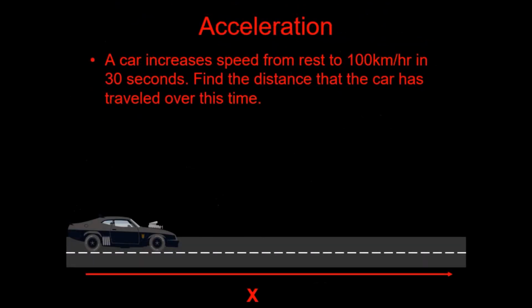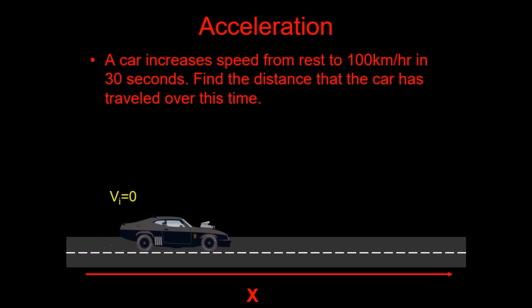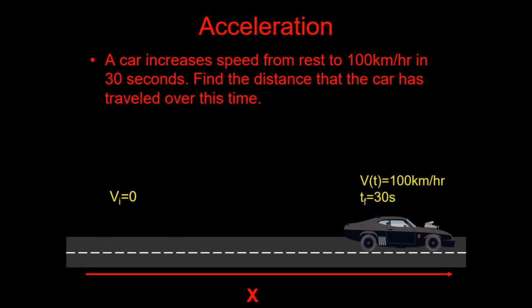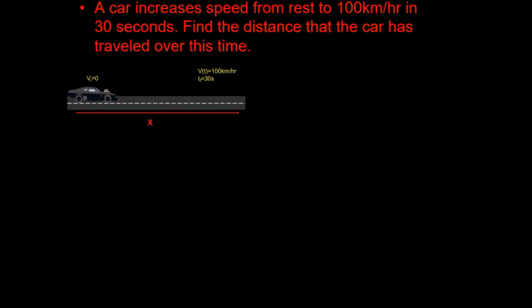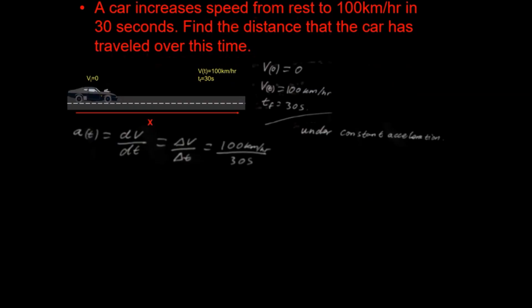Finally, let's look at another acceleration case. Here we have a car increasing speed from rest, so a v_i of 0, to 100 kilometers per hour in 30 seconds. Find the distance the car has traveled over this time. So, as usual, what have we got? v_i is 0, v_f is 100 kilometers per hour, t_f is 30 seconds, and we'll assume it's under constant acceleration. That means a is dv by dt, or delta v by delta t. That's 100 kilometers per hour over 30 seconds.